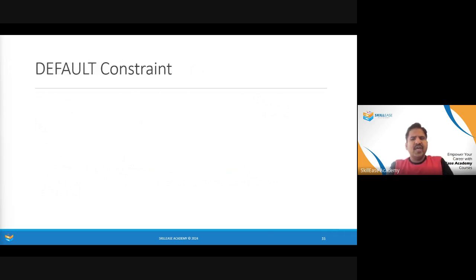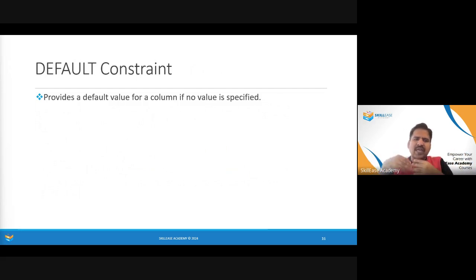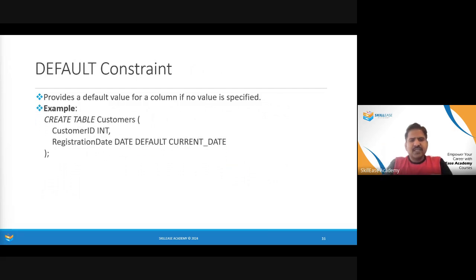Next, we have a default constraint. As the name suggests, a default constraint is used whenever no value is specified for the column during insertion. For example, whenever you are doing a customer registration, if a registration date is not provided, it will automatically take the current date of the database server.